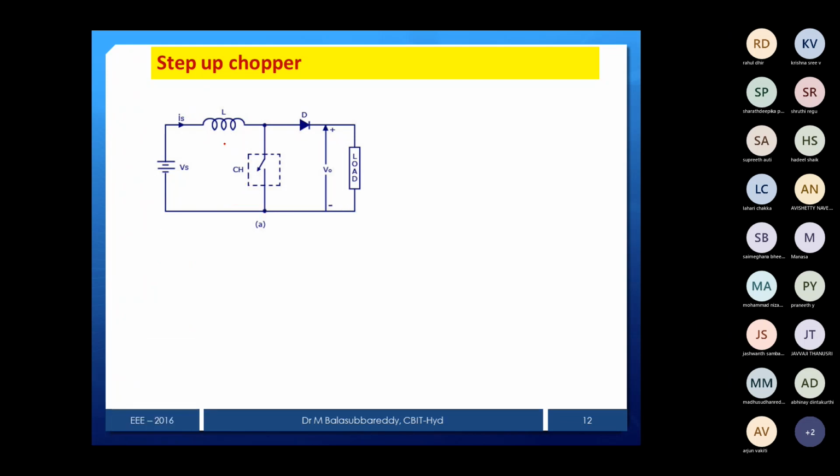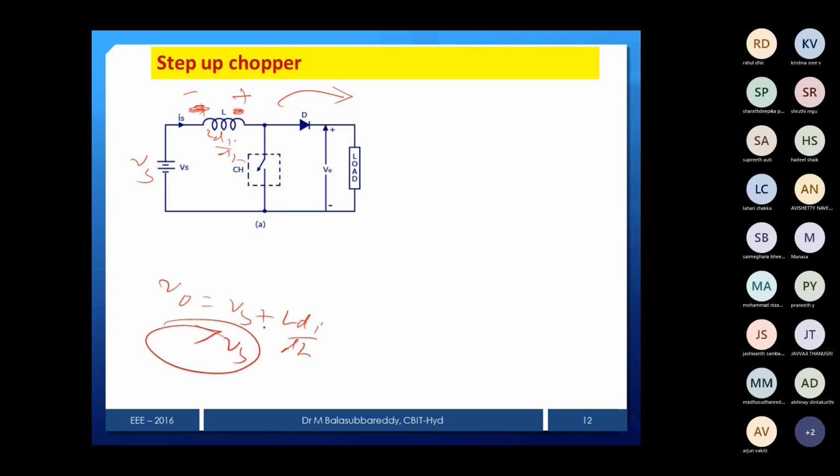Now if the chopper is off, earlier this side was plus and this was minus, and energy was stored. Now when the chopper is off, this is plus and this one is minus. Then what will happen? There is Vs, plus the stored energy L di by dt, and that will be forced to the load side. Then the output voltage is equal to Vs plus L di by dt. It is more than the source voltage. That's why it is a step up chopper.